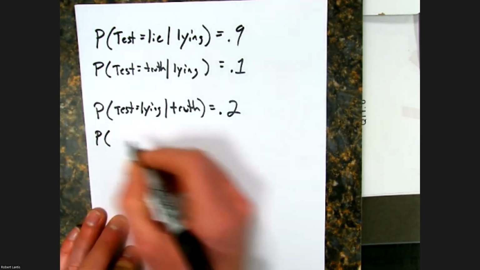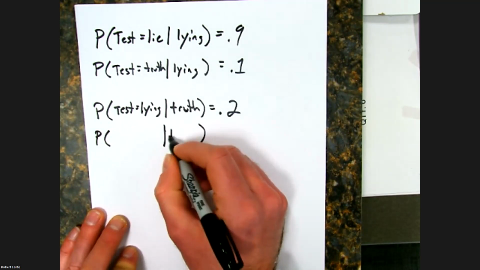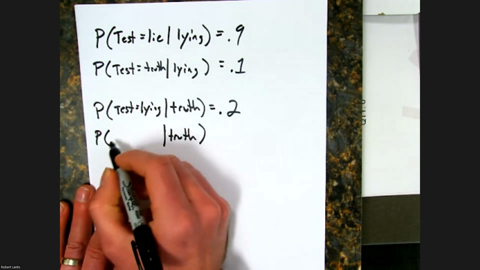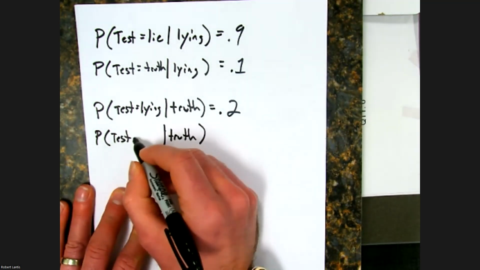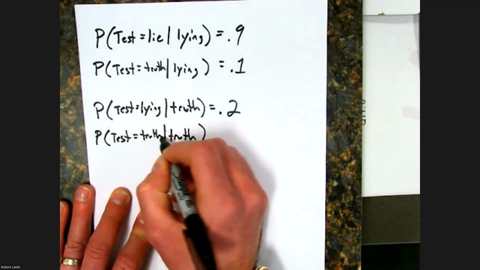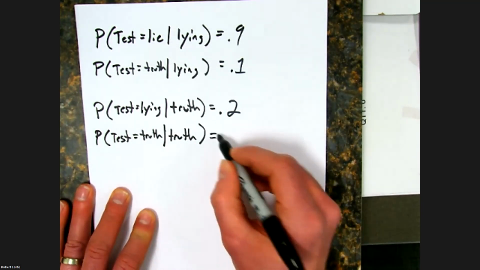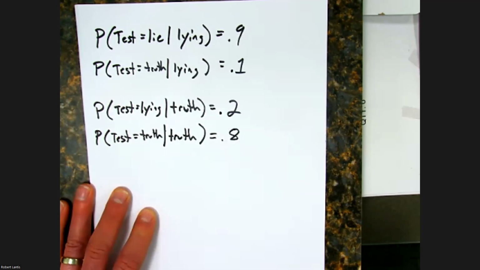So automatically, we know another probability, because if we condition on that same state of nature, the probability of the other outcome of the test, these two things should add to 1. Those are the only two outcomes I can see. So this probability should be 0.8.